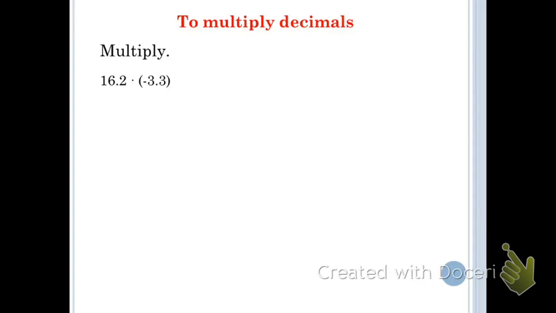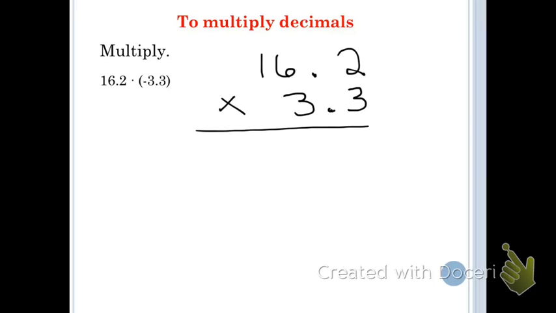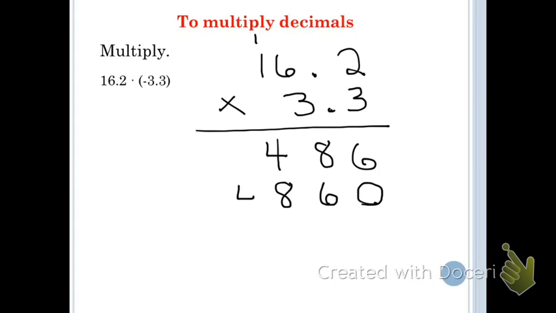Multiply 16.2 times negative 3.3. Notice my signs are different, so my answer is going to be negative. Three times 2 is 6. 3 times 6 is 18. 3 times 1 is 3, plus 1 is 4. Add your 0 placeholder. 3 times 2 is 6. 3 times 6 is 18. 3 times 1 is 3, plus 1 is 4.